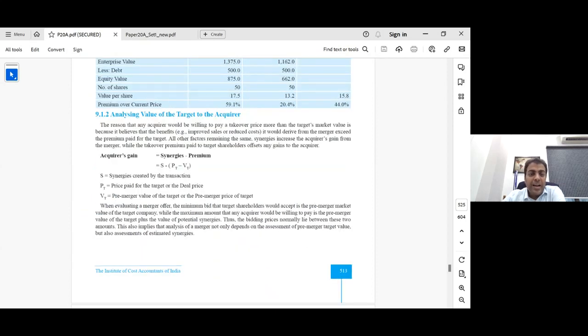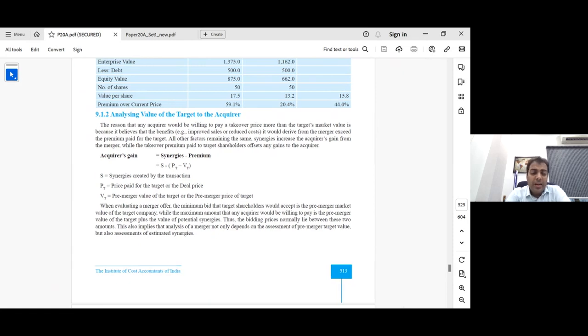The next part is value of the target to the acquirer. Again, you talk about what is the gain. For this, you need to understand the premium, you need to understand the synergies. Like I said, in my previous example, we were talking about, let me see if I can write here. No, I can't.